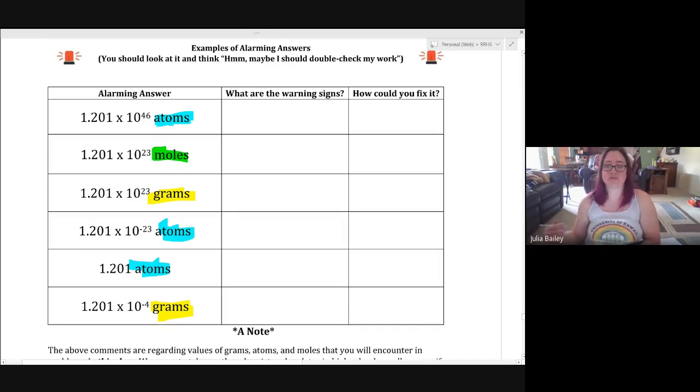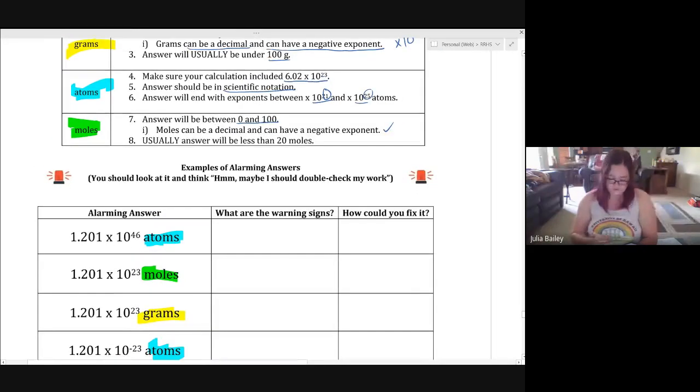1.201 times 10 to the 46 atoms. What are the warning signs here? Well, 10 to the 46, that exponent is way too big. For atoms, your exponent should be probably between 10 to the 21st and 10 to the 25th, somewhere in there.